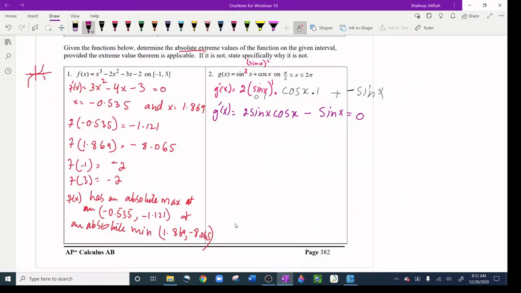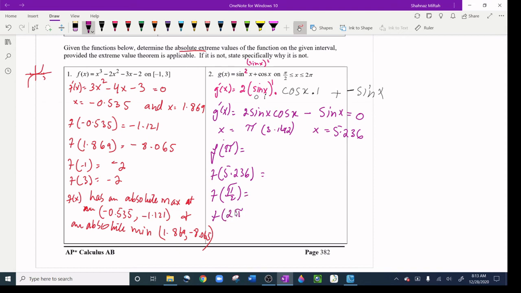So let's go back, and I'm going to say my x values are, one is pi, or you can just write 3.142 because that's what it was, and another x value that I got is 5.236. Now I'm going to plug these in the original. So plug in pi, then plug in 5.236, and you can plug in the endpoints, which is pi over 2, and you can also plug in 2 pi.